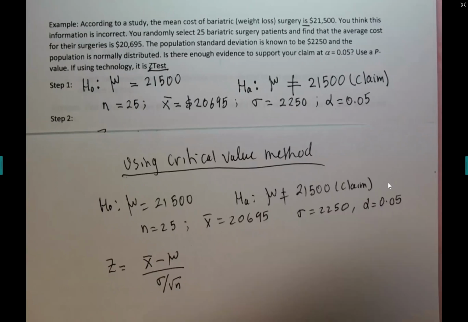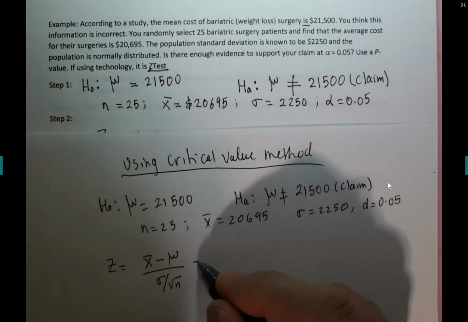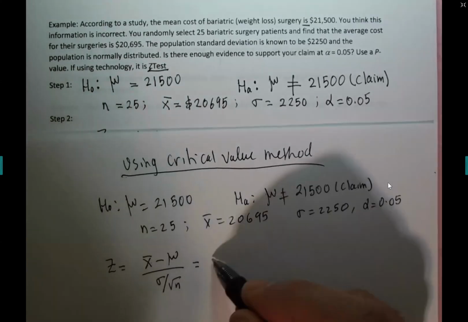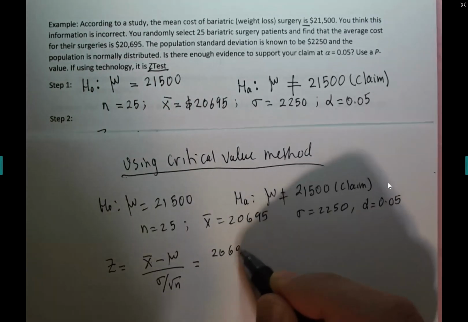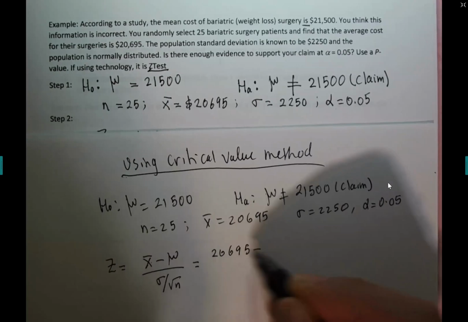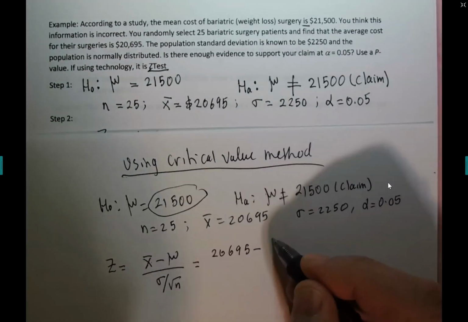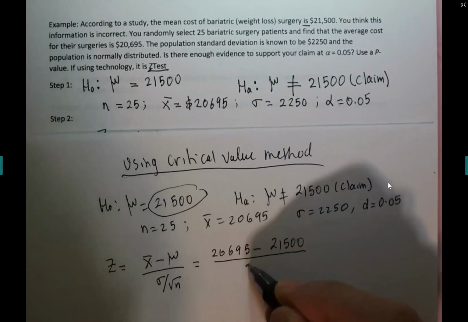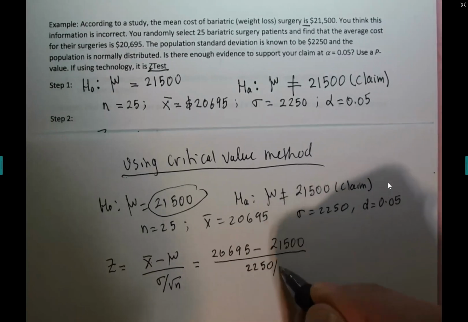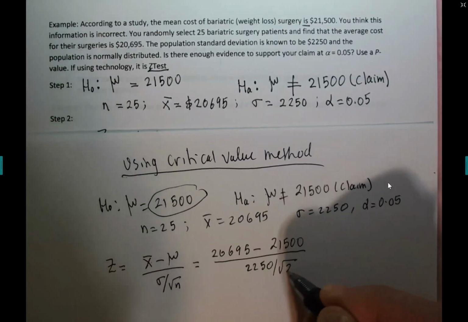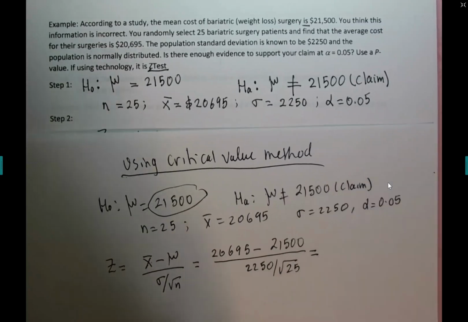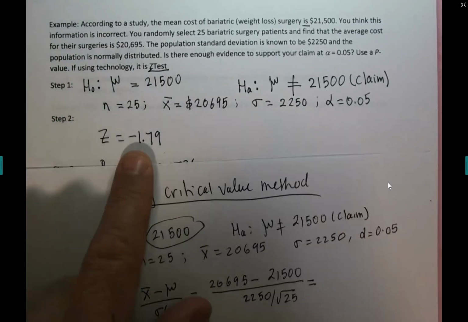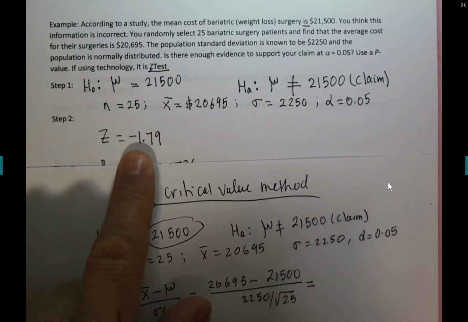We did the z-test to find the test statistic, but if you do it by hand, it will be x bar, guys, is 20,695 minus the mean. This is the value in the null hypothesis, divided by sigma, which is 2250, over square root of n, which is square root of 25. And if you do the math, the answer is going to be exactly this, negative 1.79.